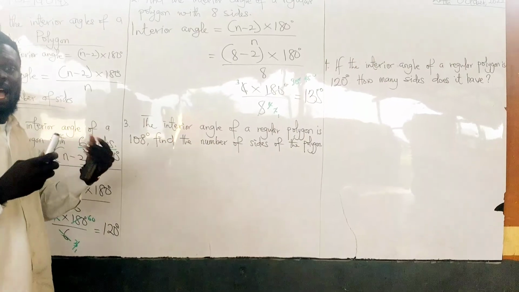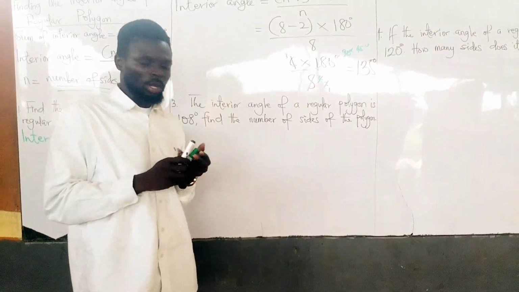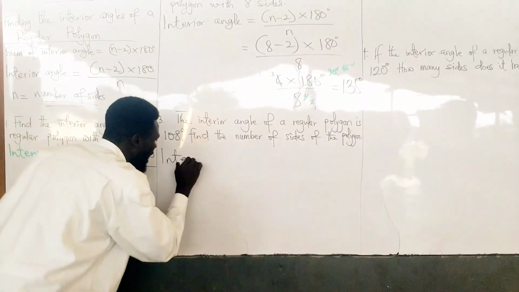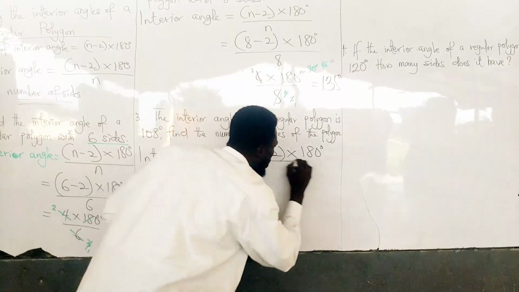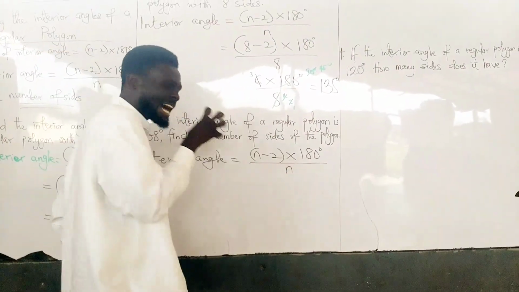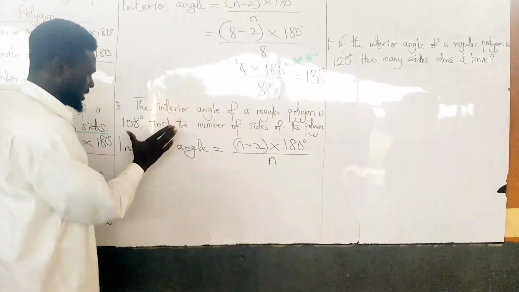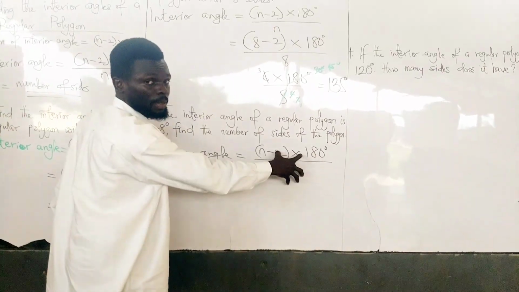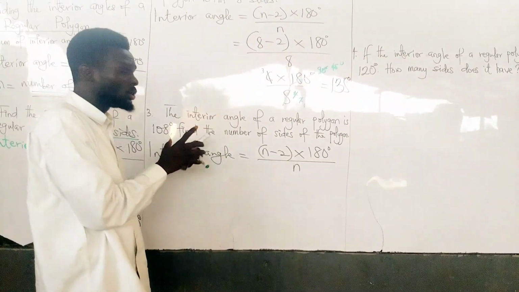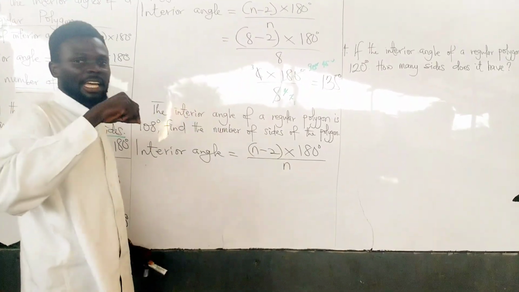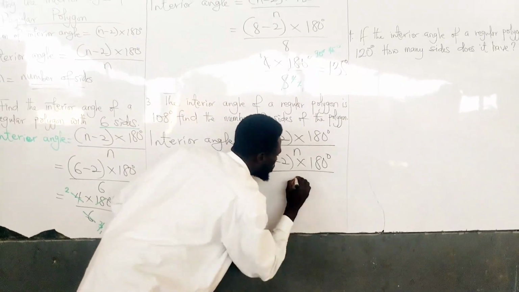Looking at the question carefully, it is asking a question based on the number of sides using the interior angle of a regular polygon. So we are going to say that the interior angle is calculated as n minus 2 times 180 degrees, all divided by n. This is the formula for calculating the interior angle. But with the question, they've given you the interior angle. So we are going to equate the interior angle that has been given in the question to this formula. And what is the interior angle? 108 degrees, which is equal to n minus 2 times 180 degrees all over n.